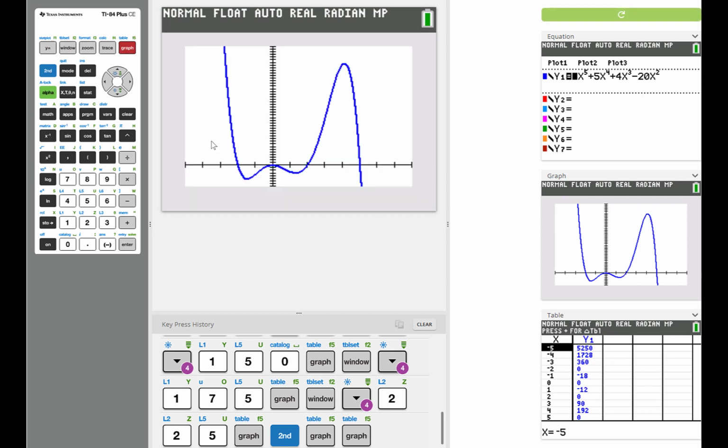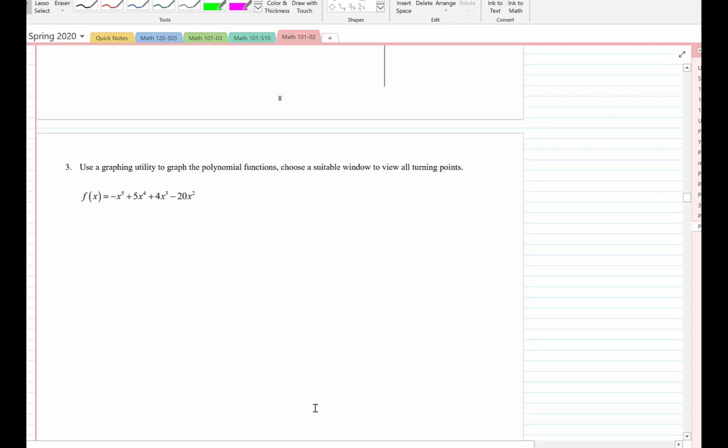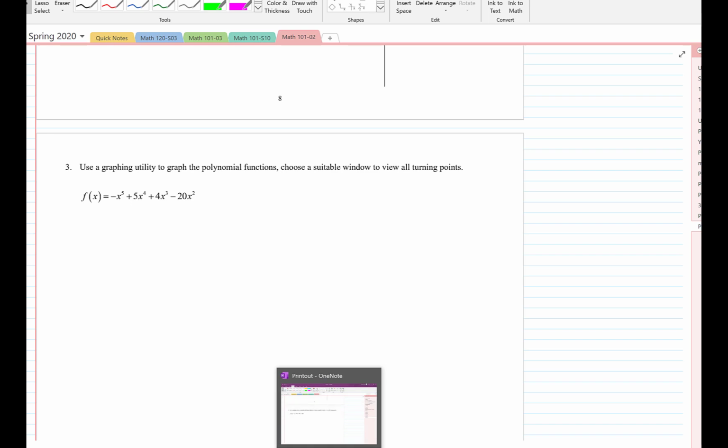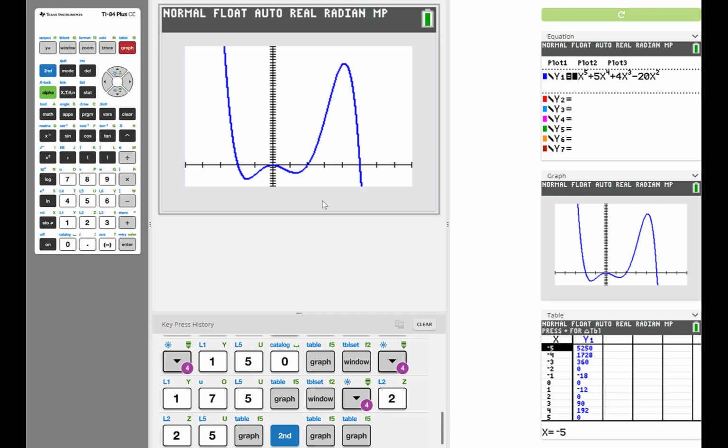The turning points, if for some reason you really wanted to get these, you can by calculating the minimums and the maximums. And that graphing calculator will do that for you. I'll show you how to do that. Before I do that, why don't I go ahead and copy that picture, that graph overall, and paste it on my notes so it's available there.